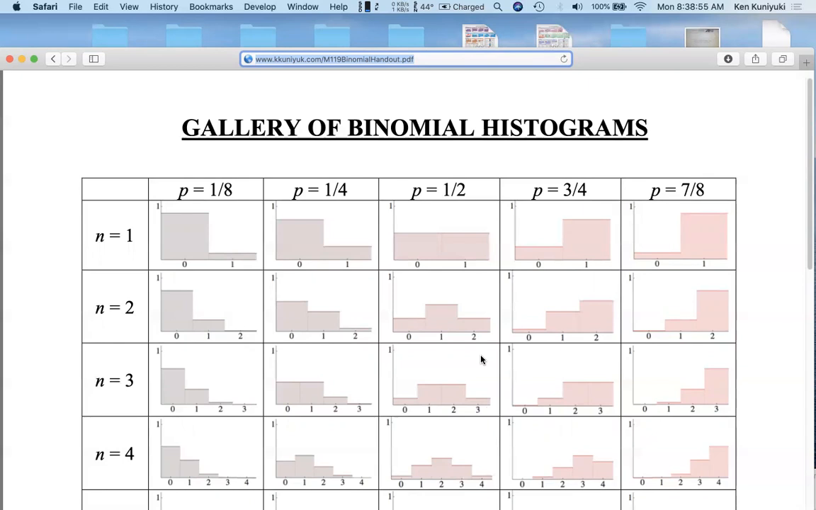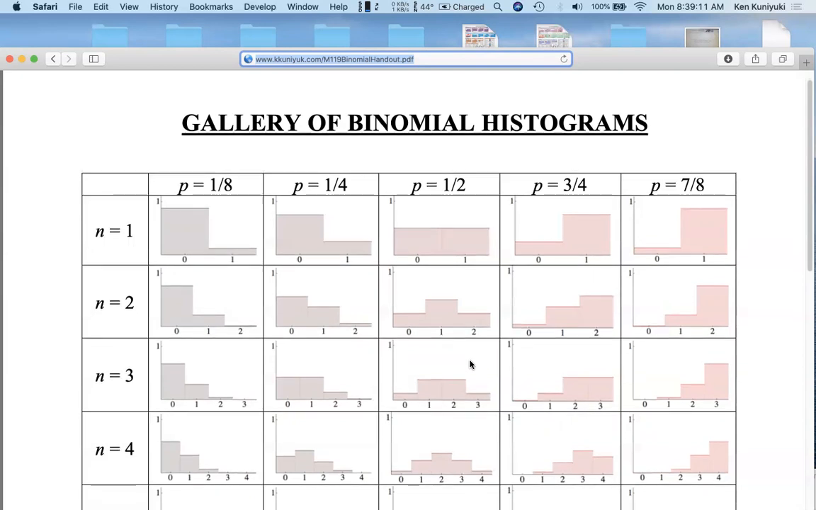A related problem: if a student takes a multiple choice test with just 3 questions, maybe it's a short quiz, 3 questions, each of them true, false. The student guesses randomly on all 3 questions. Then again, here's the probability distribution for X, where X is the number of questions correct on the student's part.